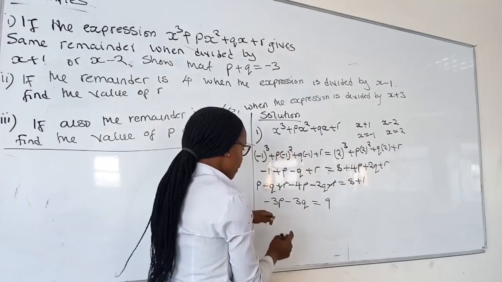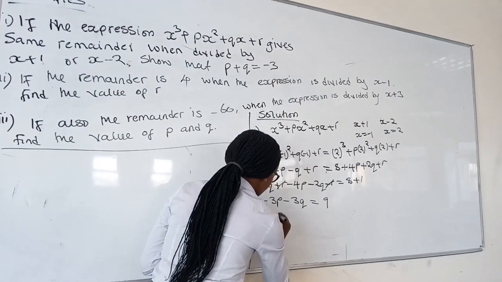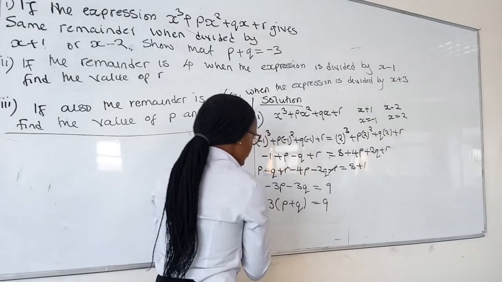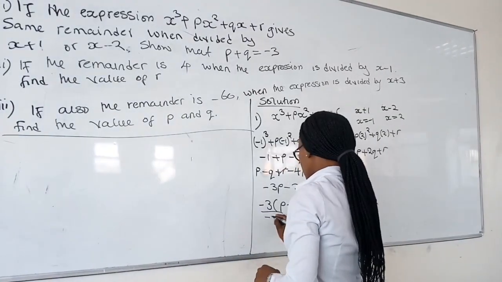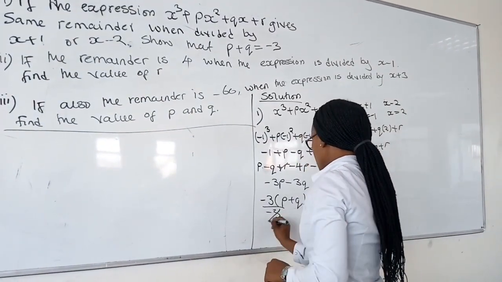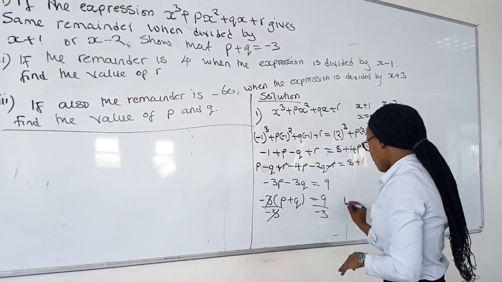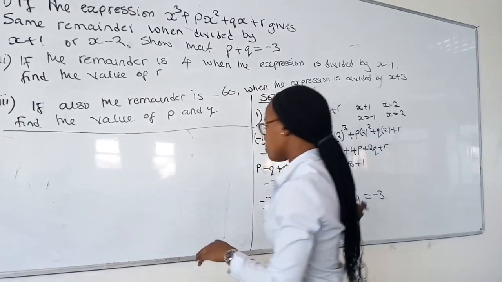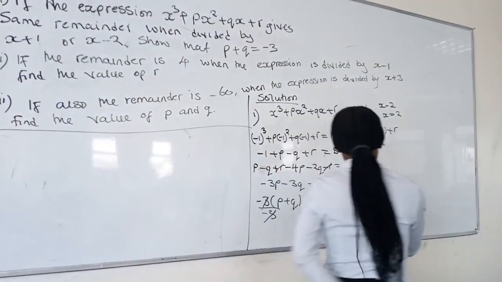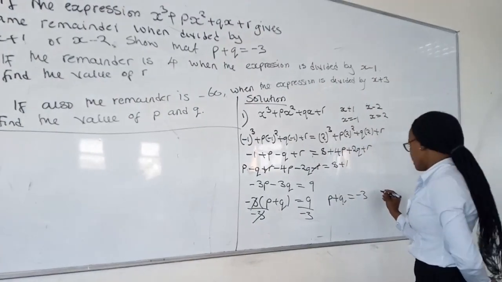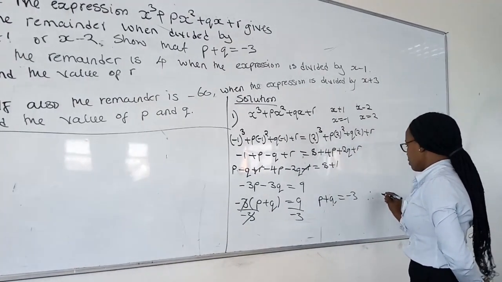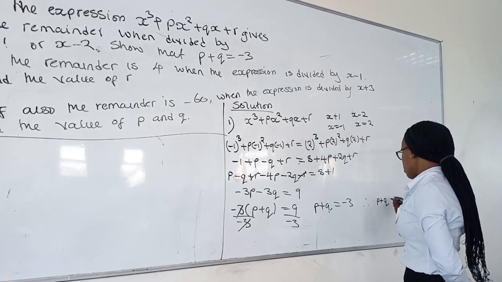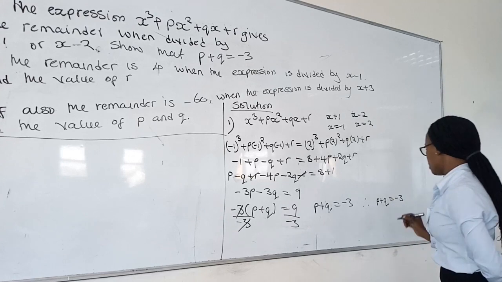So from here we can now factor out negative 3, which will be minus 3 times p plus q equal to 9. And this over negative 3, over negative 3. This and this cancel, and we are going to have p plus q equal to negative 3. And from this point, we can now conclude that, therefore, p plus q equal to negative 3.